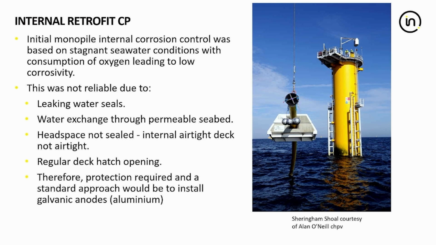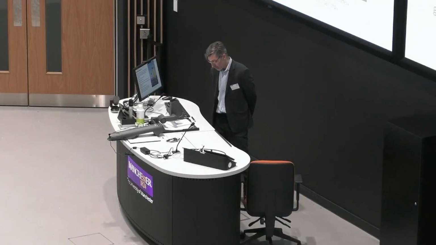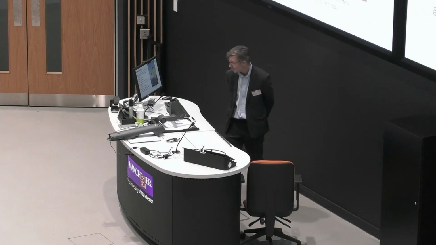Leaking water seals, so there are cables that enter through a port in the monopile. If those seals fail, then you've got possible water exchange. There's also that the seabed may not be completely watertight. If it's a permeable seabed, then as the tide goes up and down, there'll be some water exchange coming through the seabed.